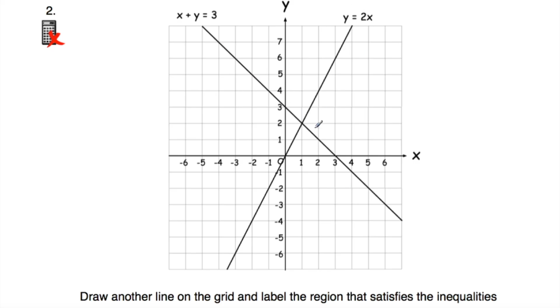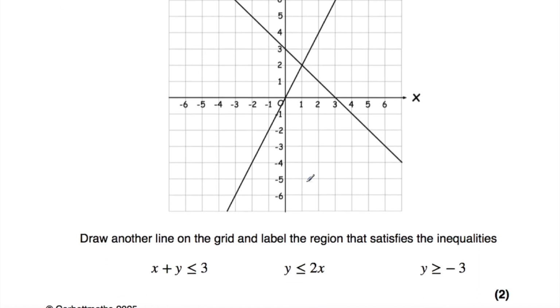And here we've got the line y equals 2x, so that diagonal line. And the question says, draw another line on the grid and label the region that satisfies the inequalities. So we've got x plus y is less than or equal to 3, y is less than or equal to 2x, and y is bigger than or equal to negative 3.